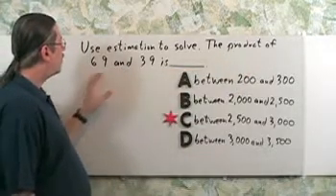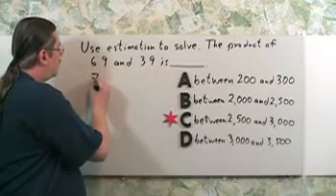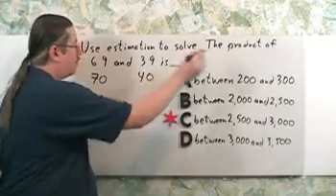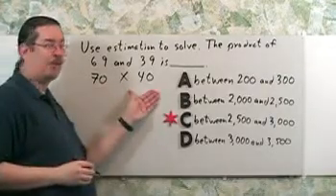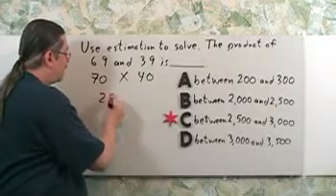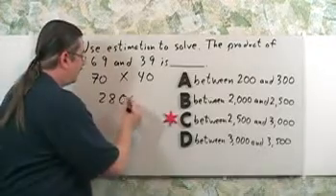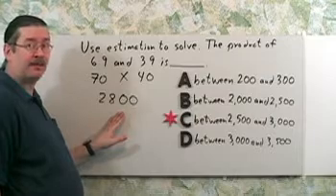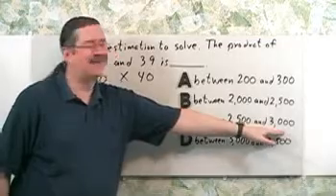To approximate these values, well, let's just round them. 69 rounds to 70. 39 rounds to 40. Product means multiplication. Let's multiply 70 times 40. An easy way of doing that is just go 7 times 4 is 28, and we add a couple of zeros. So here's our approximate value. So our actual value should be between 2,500 and 3,000.